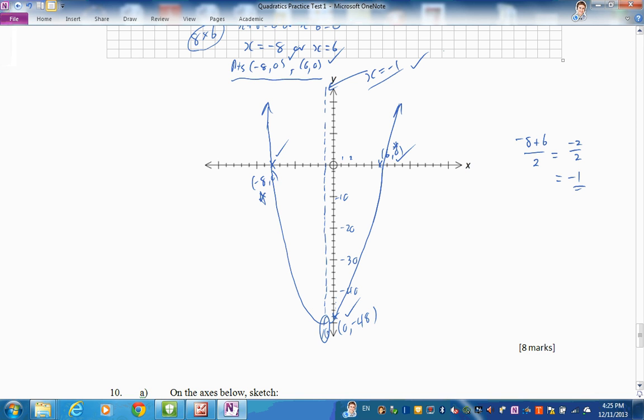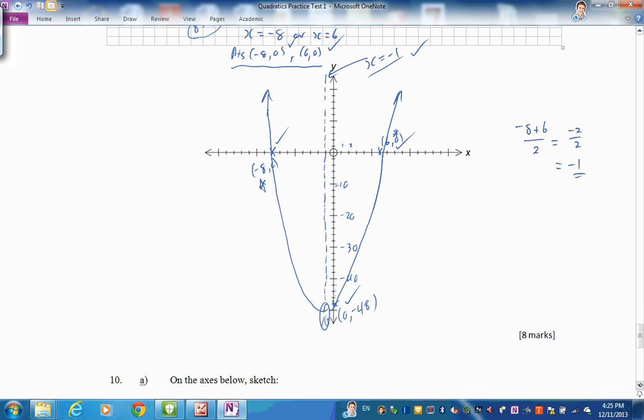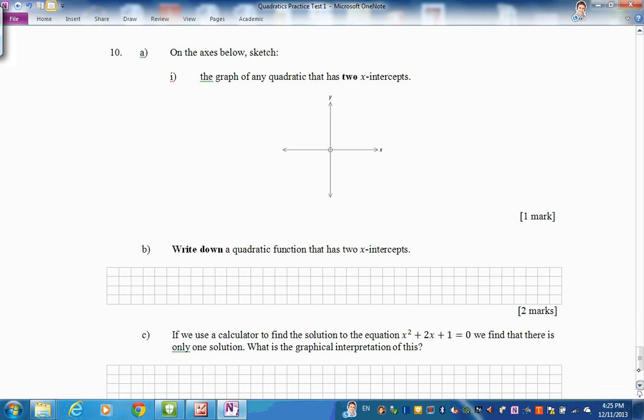It's a big question, and that's of course where the quadratics work is heading, to fully understand the quadratic function and its graph. Let's go to question 10. Graph on the axes below, sketch the graph of any quadratic that has 2 x-intercepts. Well, I'm just going to draw that one. Okay, so that's worth 1 mark.